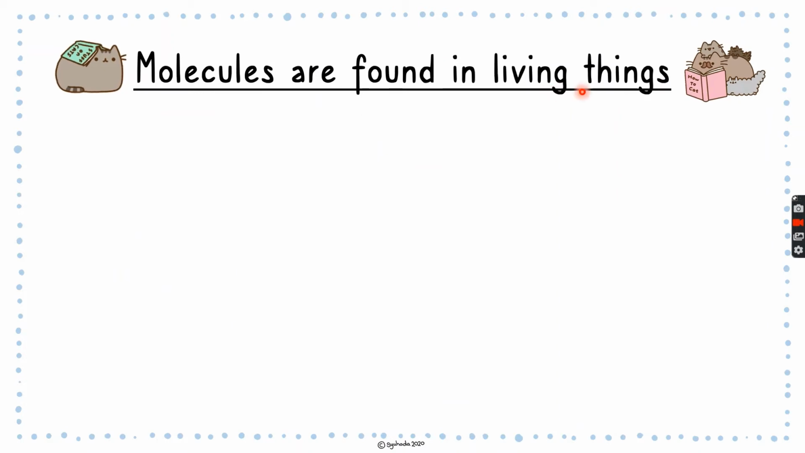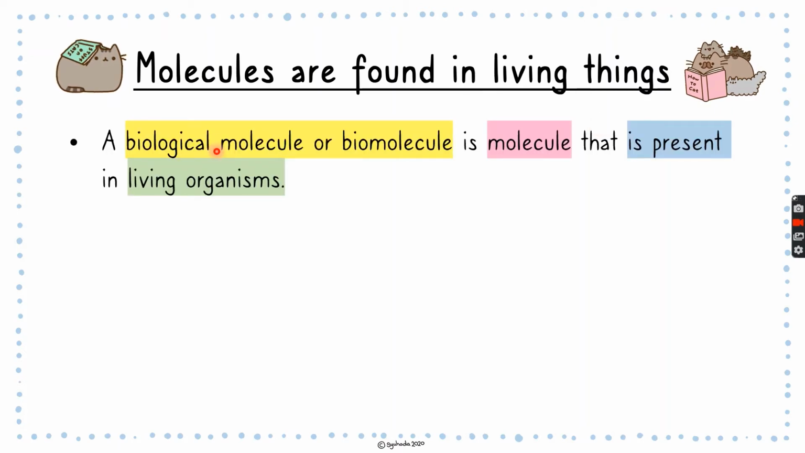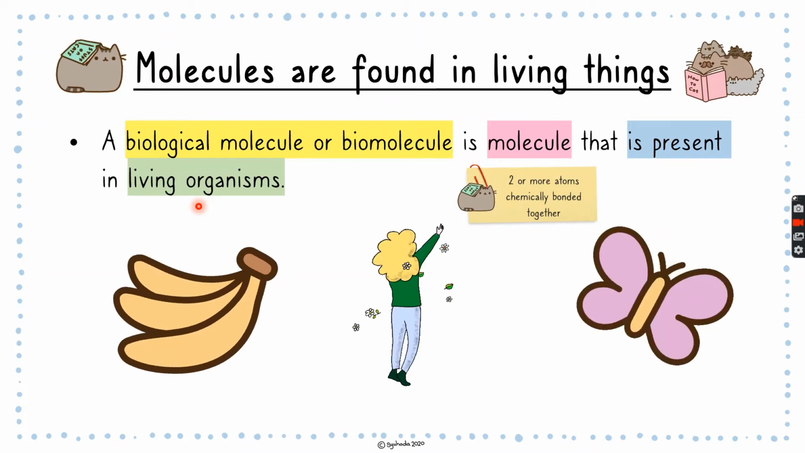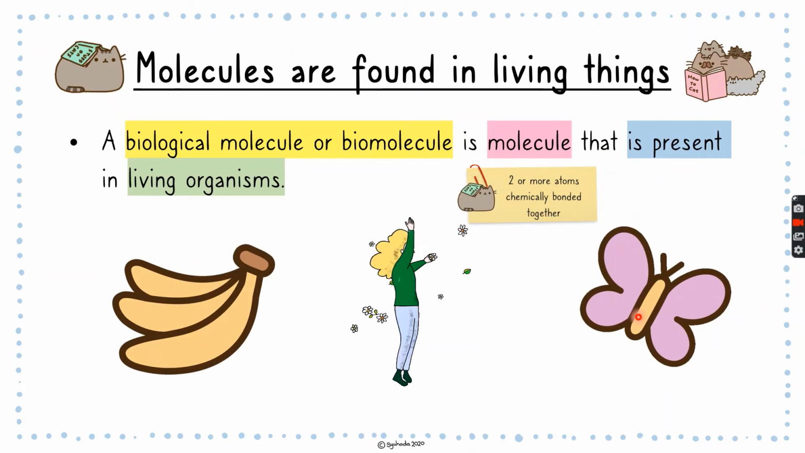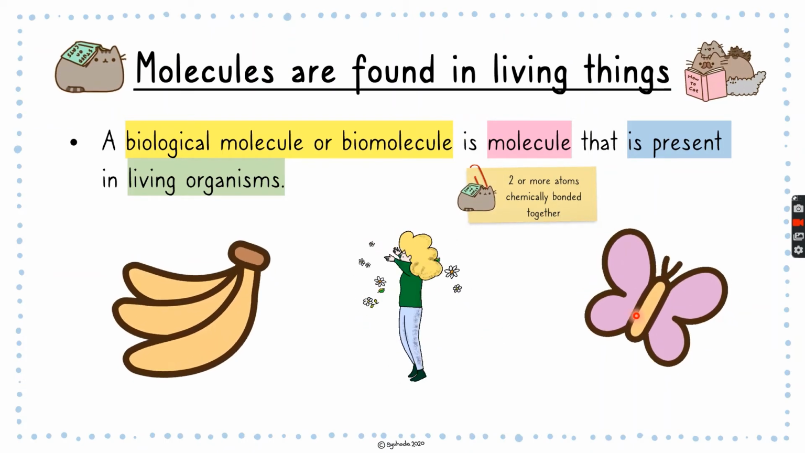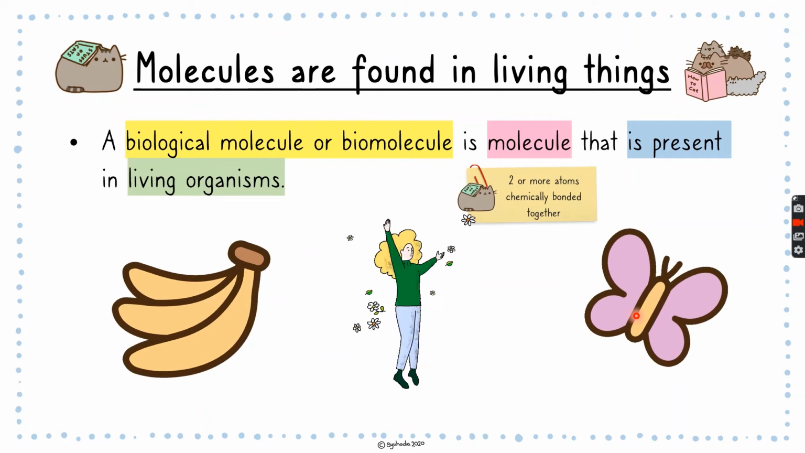Molecules are found in living things as well, and it's not just in water, and it's not just in the air, but it is in you and me. And these molecules that can be found in living things are called biological molecules. A biological molecule is a molecule that is present in living organisms. So all of these things, even plants, humans, and insects, there are molecules in all of us.